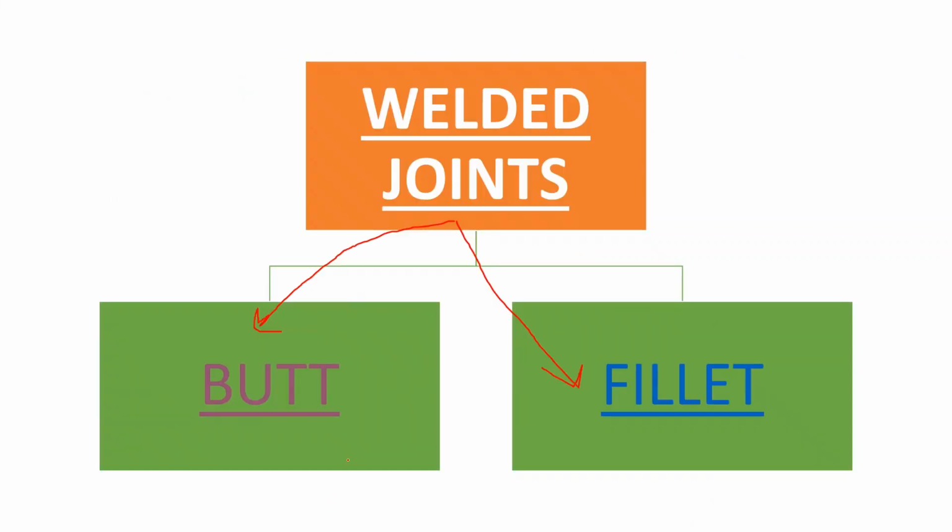Now let's talk about another type of welded joint, which is your fillet joint. We also call the fillet joint a lap joint. A fillet joint or a lap joint is a joint in which you keep the plate or the structure one over another. A part of a plate is overlapping a part of another plate, and the welding is done along the edges. That type of welded joint is known as a fillet joint.